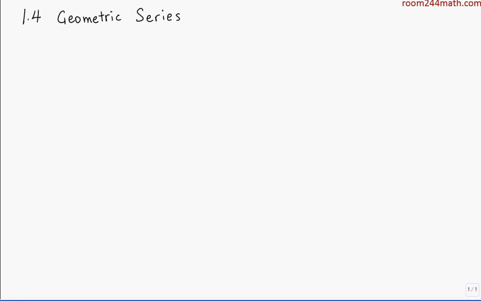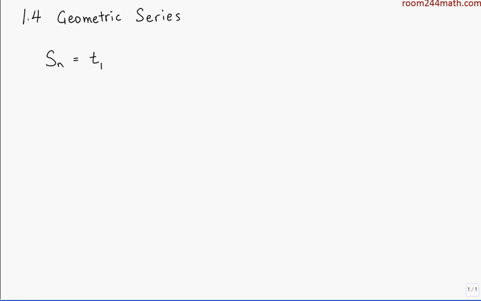Now, instead of starting with an example this time, I'm going to start straight in with the derivation of the formula for a partial sum of a geometric series. So let's say we're trying to find the sum of the first n terms of a geometric series.